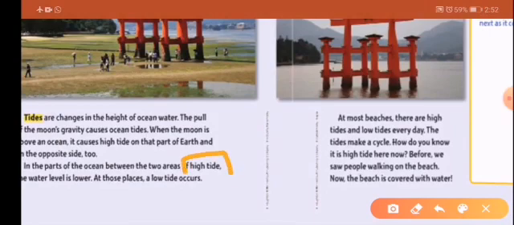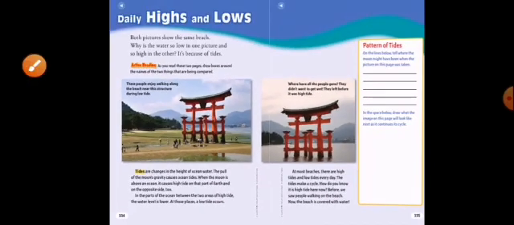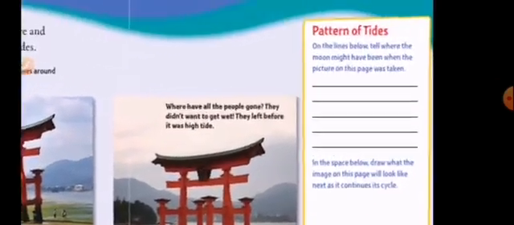Here I can say the first one, high tides, so I will draw a box. And here also the low tides, so the second box. And if we complete to the next page, we will find also here high tides, and here the second one, the low tide. So draw boxes around these words. Okay? Now, let's read this question. On the line below, tell where the moon might have been when the picture on this page was taken.